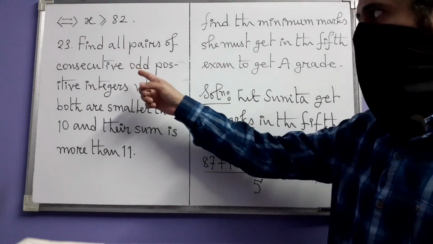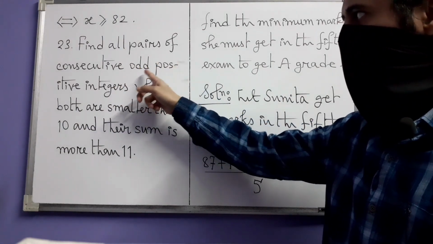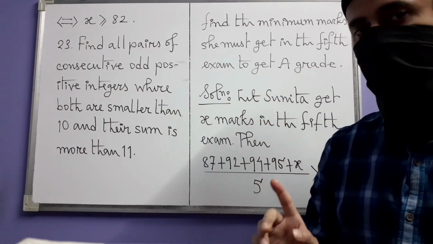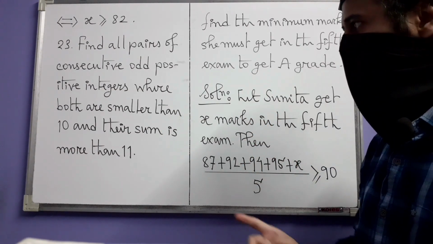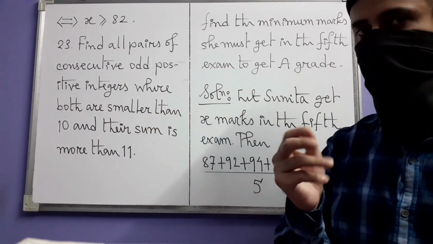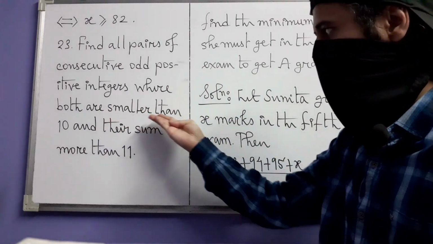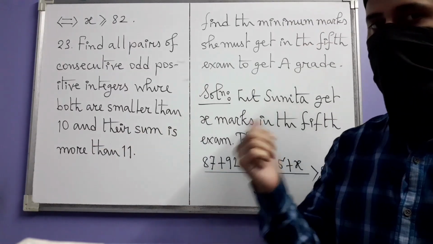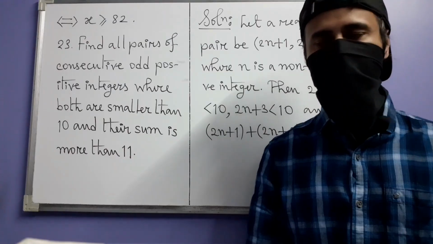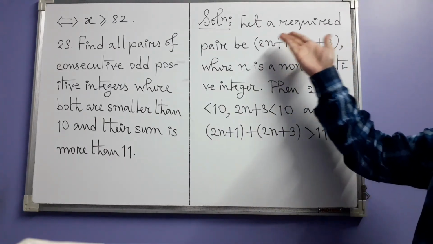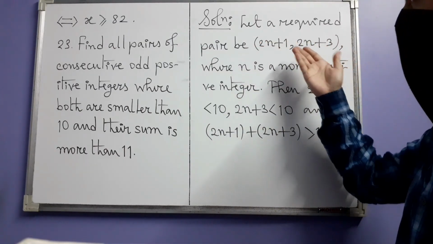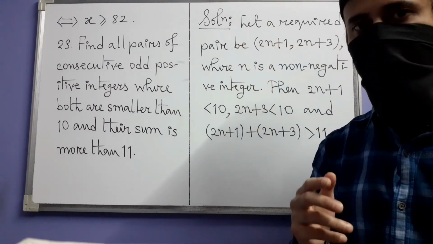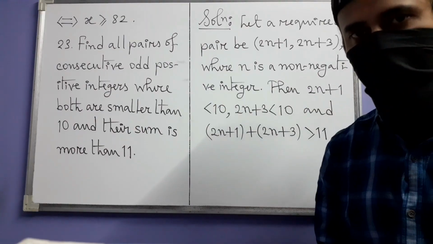Next, number 23. Find all pairs of consecutive odd positive integers. Not just consecutive integers, consecutive odd positive integers, where in a pair there will be 2 numbers. Both of those numbers are smaller than 10, but their sum is larger than 11. So we start the solution like this. Let a required pair be this. We have written A here, not the, because we don't know how many such pairs there are. There may be more than one.